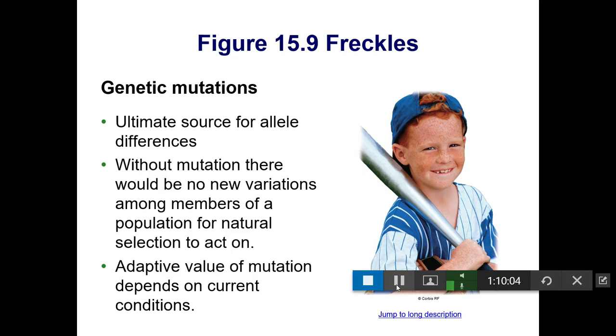So in this example here, freckles. Freckles don't necessarily benefit or disbenefit an individual. So even though having freckles is a dominant trait, you don't see much of a change from generation to generation in the prevalence of freckles, because it's not a harmful mutation and it's not necessarily beneficial either.